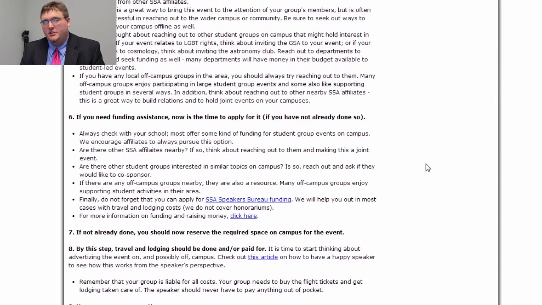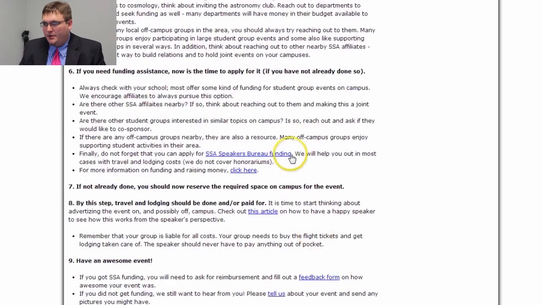You can also get money from us through our Speakers Bureau funding, which you can find a link to here on the Speakers Bureau page. Right there. Yeah, there it is. Cool.